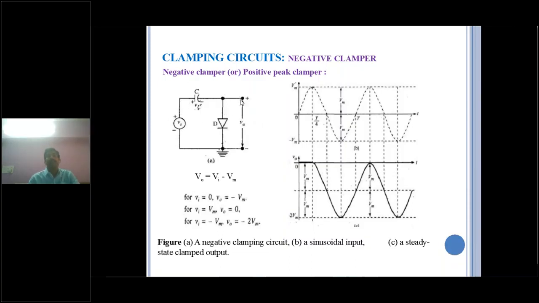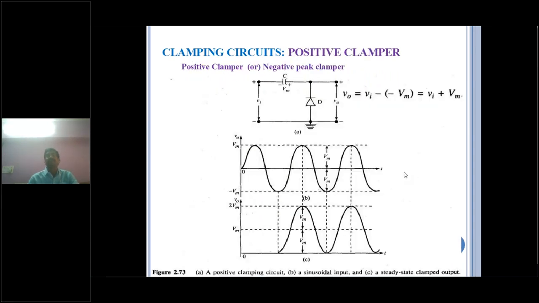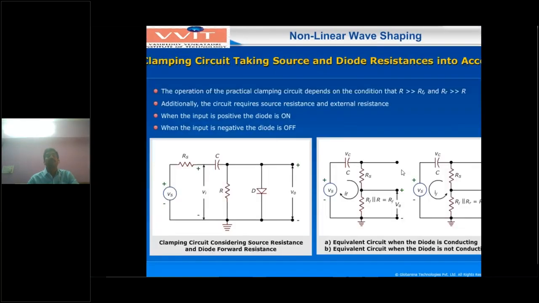And similarly, here one more resistor, in the modified clamping circuit. Now the diode in forward bias condition has resistance RF, and in reverse bias condition resistance RR. Likewise, the equivalent circuits, that is the circuit you have to see here. Clamping circuit, taking the source and diode resistance into consideration, then this is the equivalent diagram. For this diagram, the input is a positive peak, forward bias condition. Forward bias current IF is flowing through the circuit. Again, the same circuit is redrawn here.